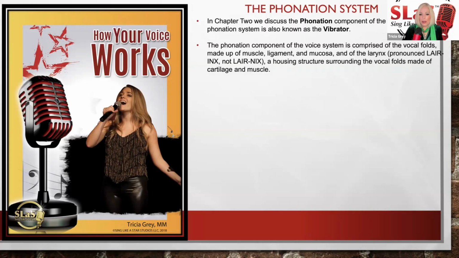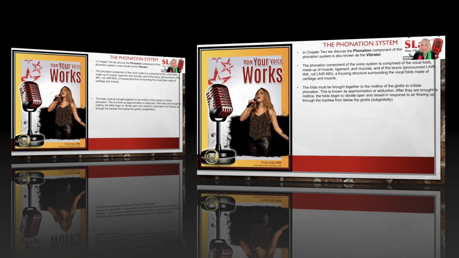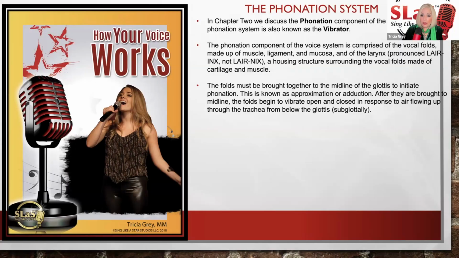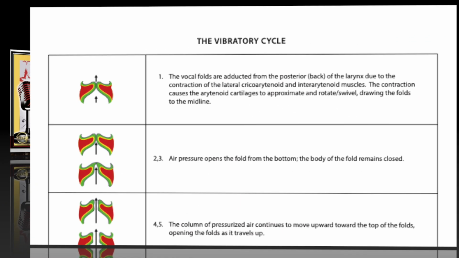This is a housing structure surrounding the vocal folds made of cartilage and muscle. The folds must be brought together to the midline of the glottis to initiate phonation. This is known as approximation or adduction. After the folds are brought to the midline, they begin to vibrate open and closed in response to air flowing up through the trachea from below the glottis, or subglottally.